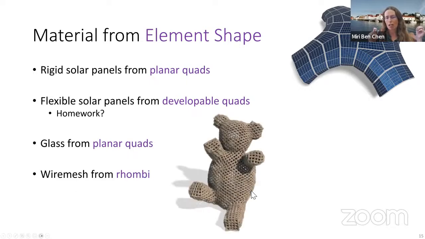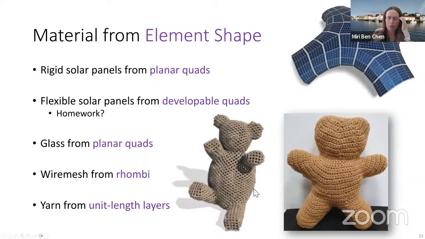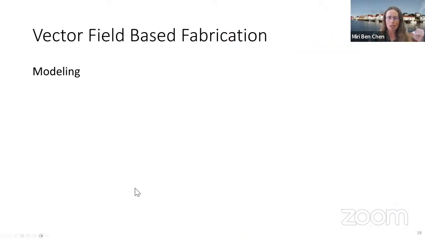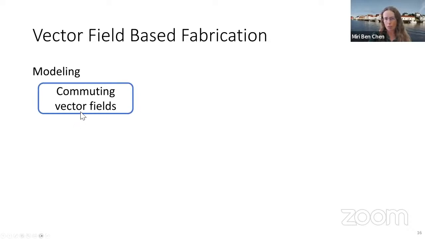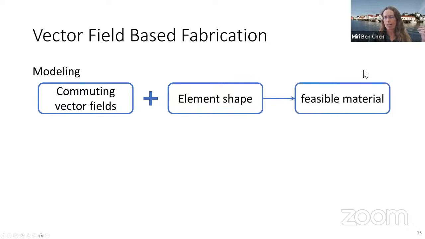If my shapes are rhombi, okay, meaning that all the edge lengths are the same, then I can use wire mesh, as is shown for the bunny here. And if I have unit length, unit height layers, then I can use something like knitting or yarn. Okay, so essentially, once I know what my local panel, my local element, looks like, this tells me which material I can use to construct this from. So when I model the problem, I say, okay, what I need is commuting vector fields and the shape of the element, and this will give me the possible feasible materials to construct the surface.